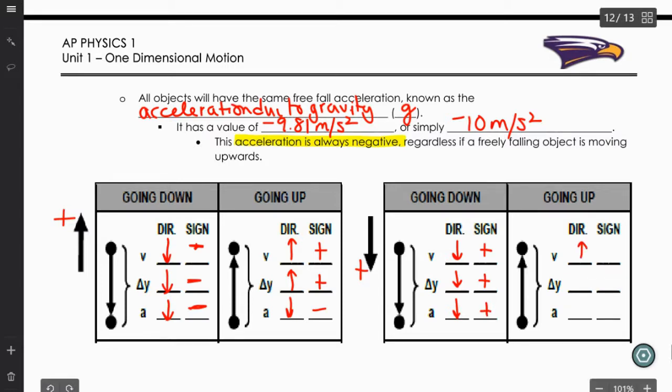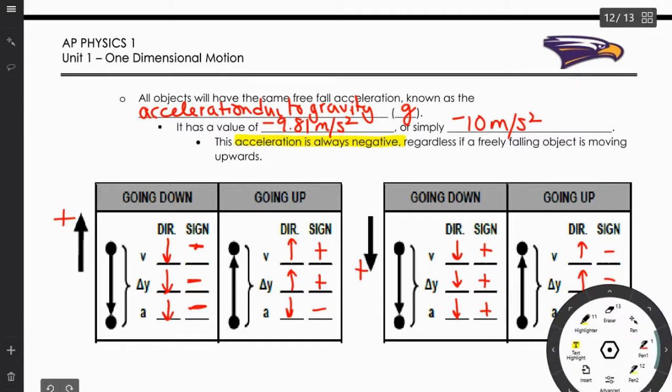And so now if we throw it up, our first two, our velocity and our displacement, would be pointing up. Our acceleration would be down. But because we defined in this box the positive as down, our displacement and our velocity would be negative, but our acceleration would be positive because it points in the same direction as our axis.